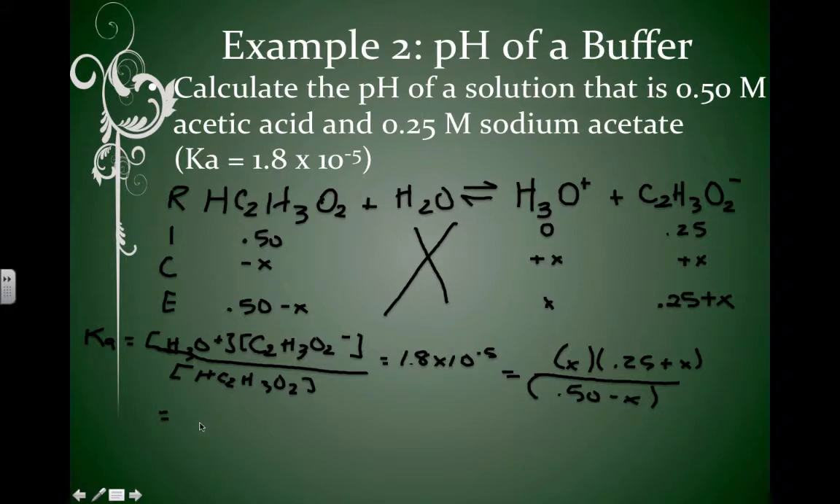And that allows us to rearrange to solve for x. Okay, so 1.8 times 10 to the negative 5 times 0.50 over 0.25 will give us x. Great, so x is equal to 3.6 times 10 to the negative 5.